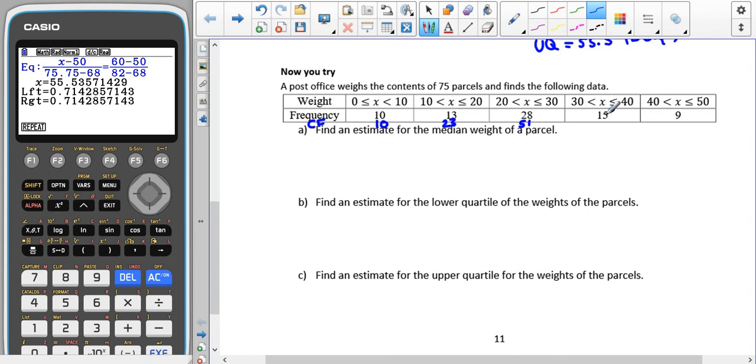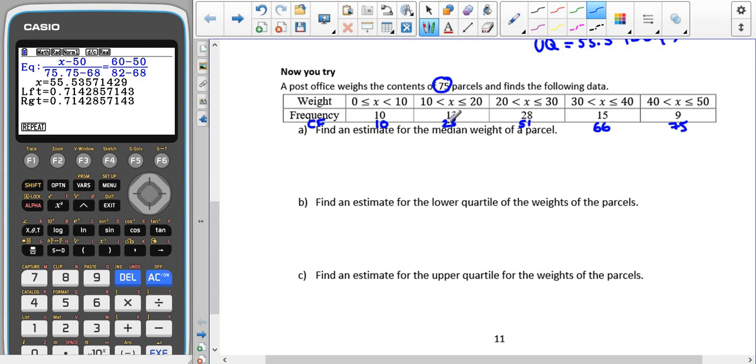At the end of the next interval, that would get us up to 66, and at the end of the end interval, that would get us up to 75. And quite nicely this time in the question, they have told us that there were 75 parcels that were being looked at in the post office, so that means that we have done our cumulative frequency correctly.